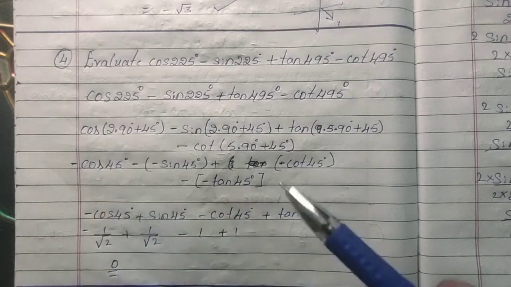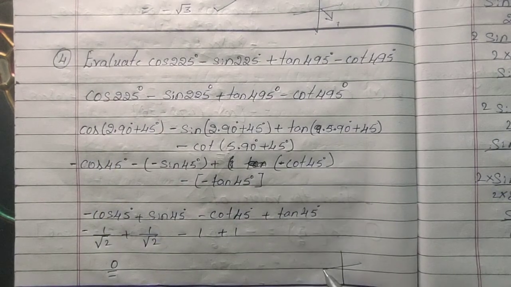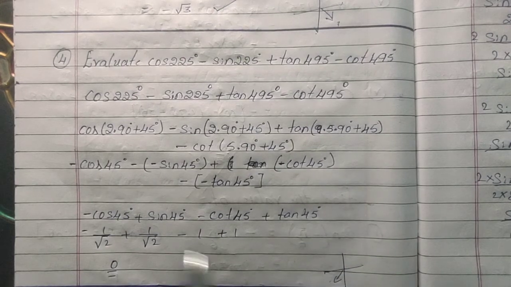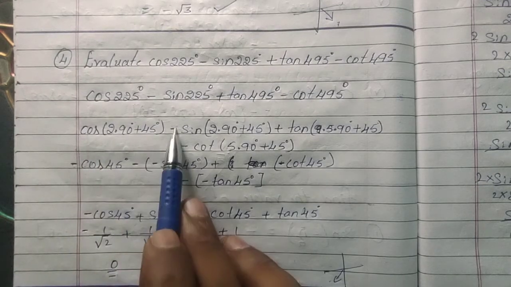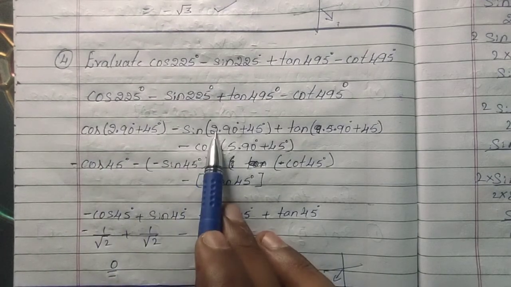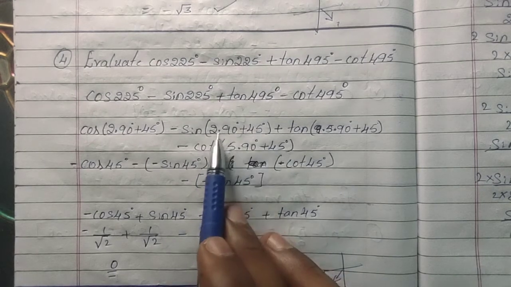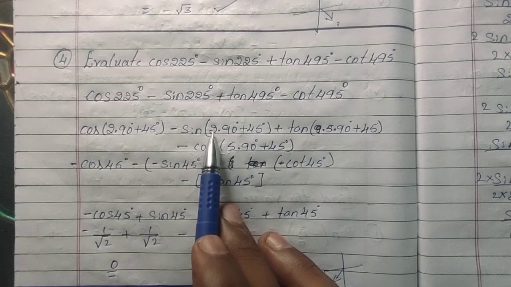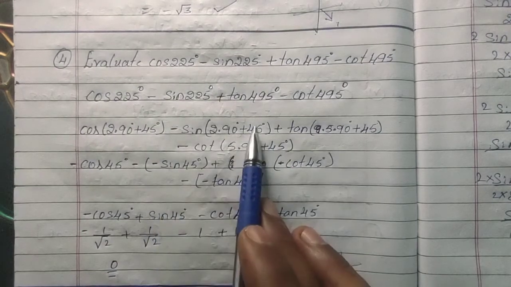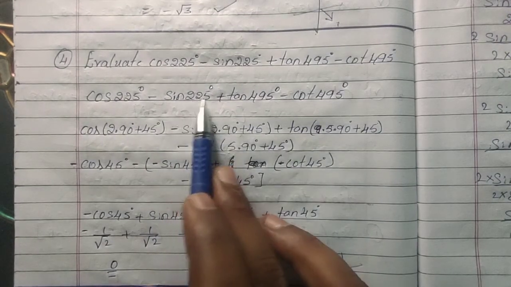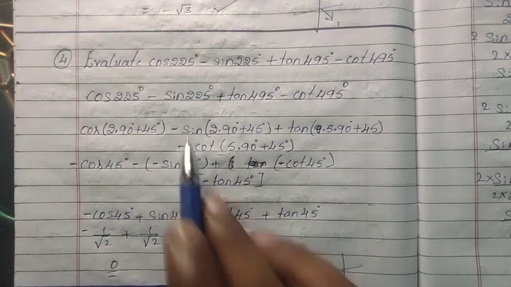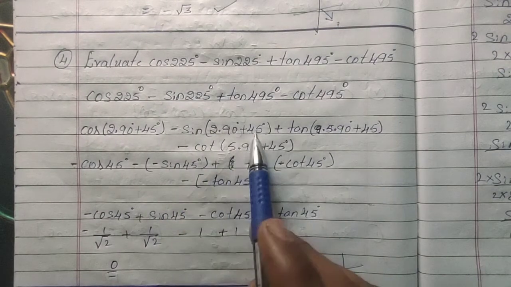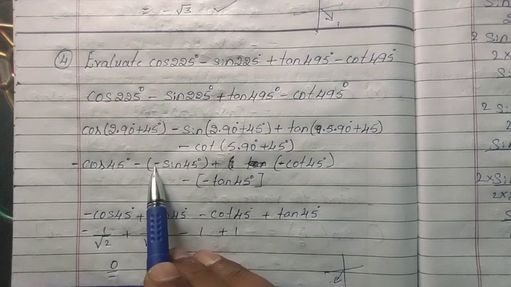And 225, where does this 225 lie? 225 lies in the third quadrant. In the third quadrant cos is negative. Okay? This is our result. Next, minus this sine of 2 into 90 plus 45. See here n is even, so sine only we should take. Theta is 45. Then this 225, where does it lie? 225 lies in the third quadrant. In the third quadrant is sine positive or not? It is negative. That's why this result is negative.